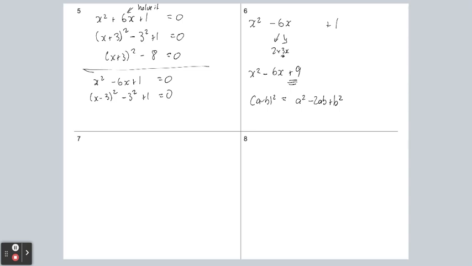So that's probably the biggest trap for young players. You're always subtracting after you've finished off the brackety bits, always, regardless of what's happening inside the bracket. So that will give us x minus 3 all squared minus 9 plus 1. That will give me x minus 3 all squared minus 8 is equal to 0. Just going down the page here. That will be x minus 3 all squared is equal to 8. X minus 3 equals plus or minus root 8.